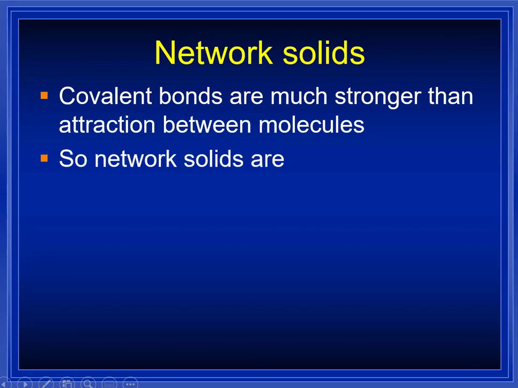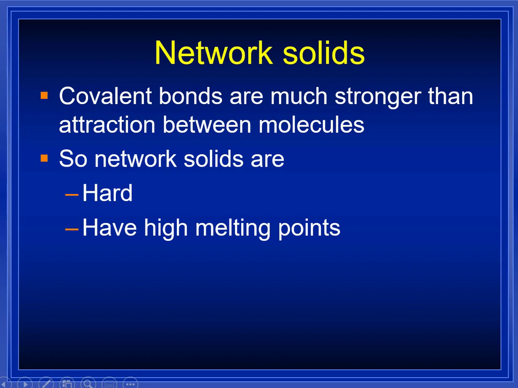So covalent bonds are stronger than the attraction between molecules. So network solids are hard. Diamond, the hardest thing known to man. Graphite is really, really stiff and rigid. That's why they put layers of it together with glue and have them at different angles so that you can make graphite baseball bats. Carbon fiber is graphite with some glue attached. Network solids have high melting points.